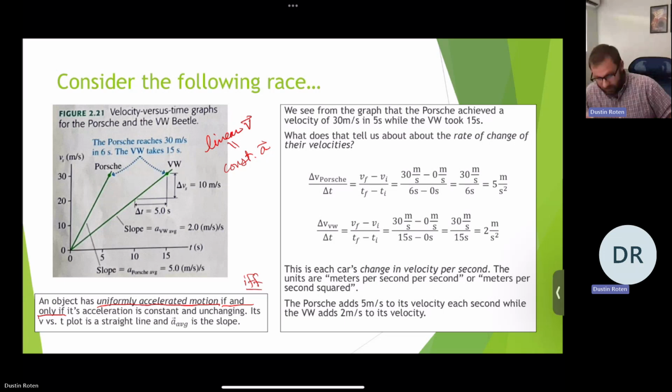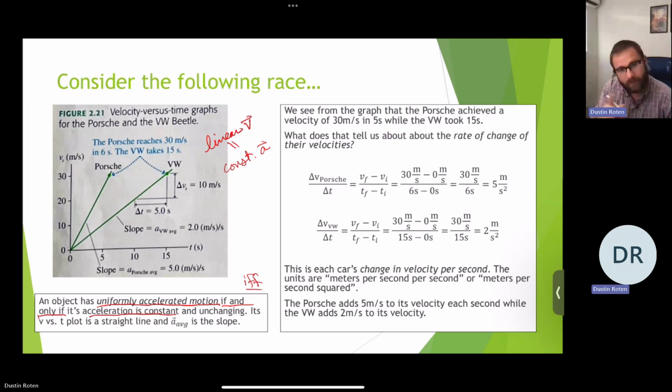Uniform accelerated motion happens if and only if the acceleration is constant. So if the acceleration is constant, that means our velocity versus time is linear right here in the graph. We can see that. Okay, and then we need to talk about what that means for our position versus time. So we're going from constant linear to something else. We'll get there shortly.